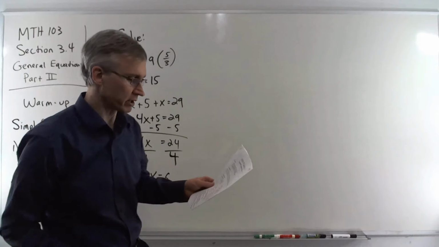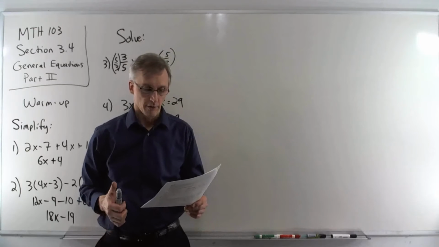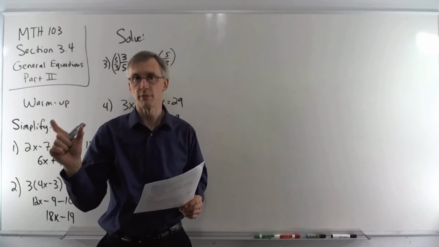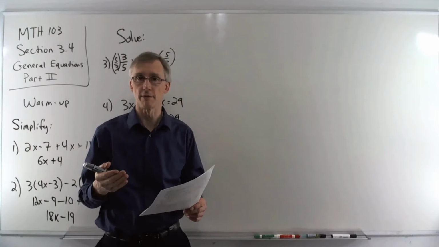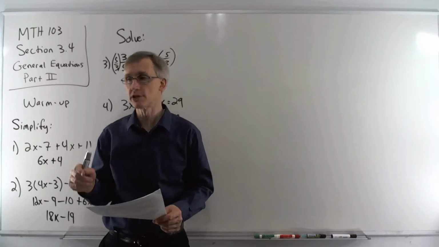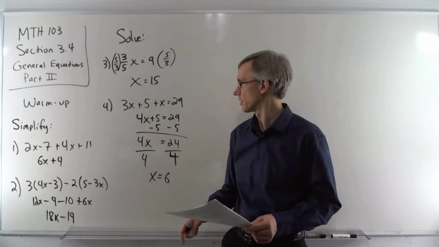Now the steps for solving a linear equation in one variable. First and foremost, we need to simplify each side of the equation separately as much as possible. This is an essential step in solving equations. We're going to use the distributive property to clear parentheses, just like we saw in the warm-up, and then combine like terms.